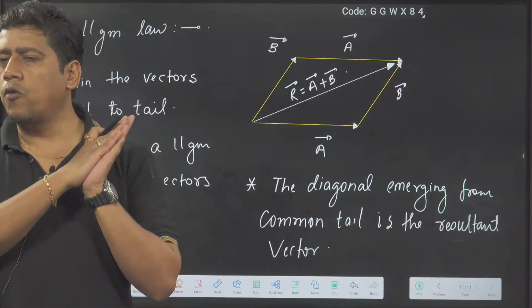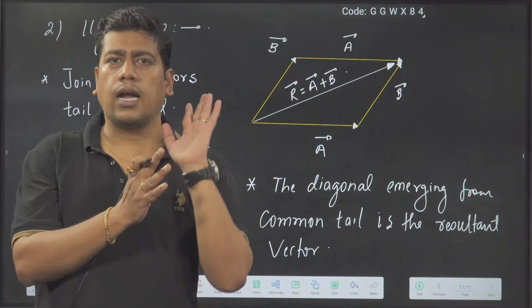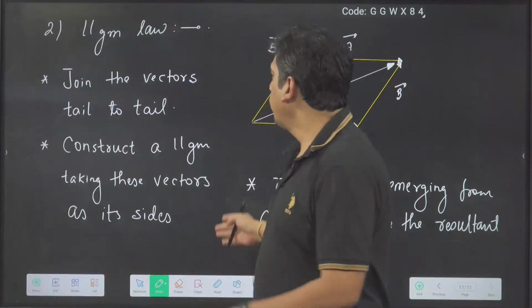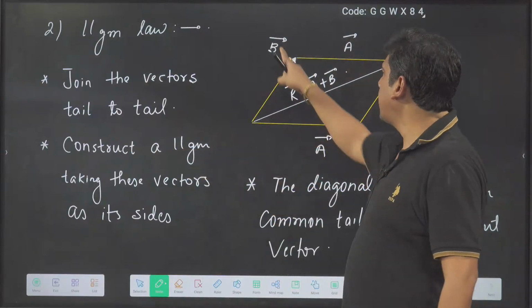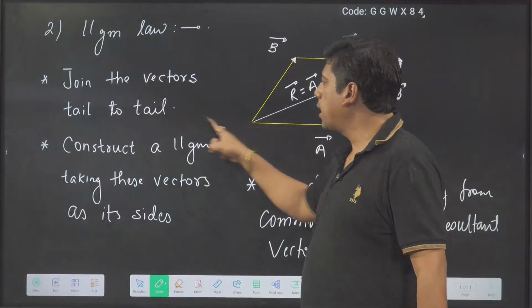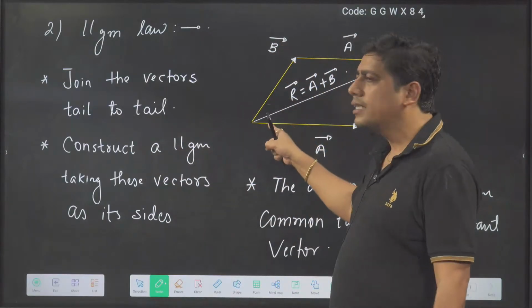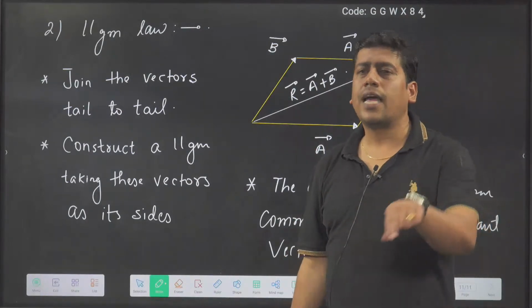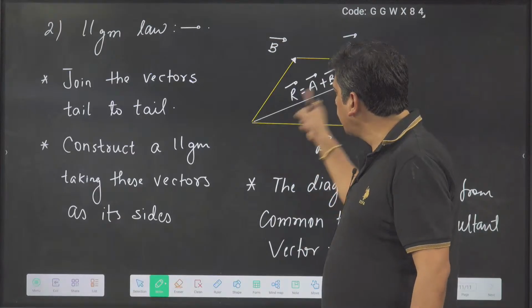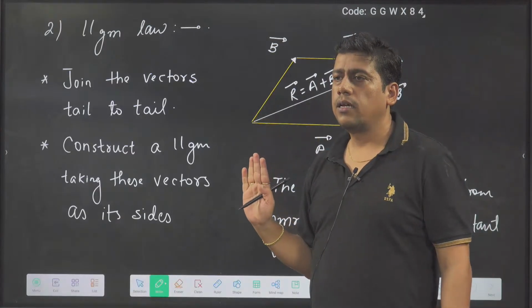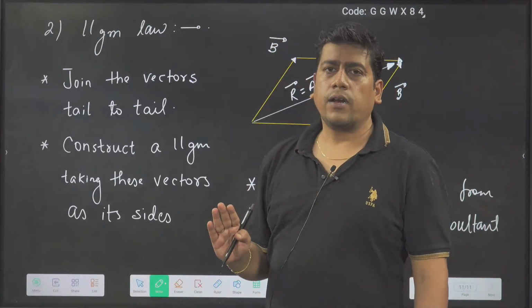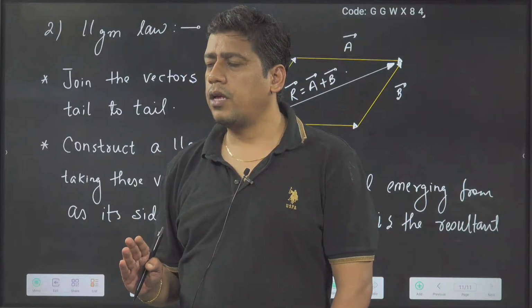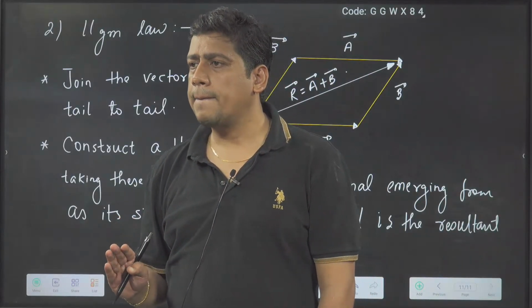See, triangle rule is over. Whatever we discussed, this tail to tail, head to head, that was in triangle rule. Now, parallelogram rule, what is the rule? You have to join the vectors tail to tail, A vector and B vector which you are adding, then construct a parallelogram like this. After that, one of the diagonals will be known as resultant. Which diagonal? The one which is emerging from this common tail. Simple thing. Now forget about whatever we have discussed in triangle law. Is it clear?